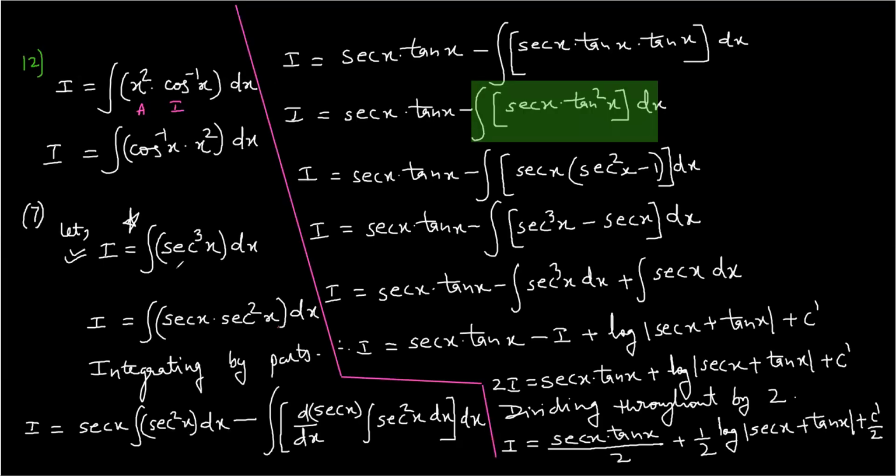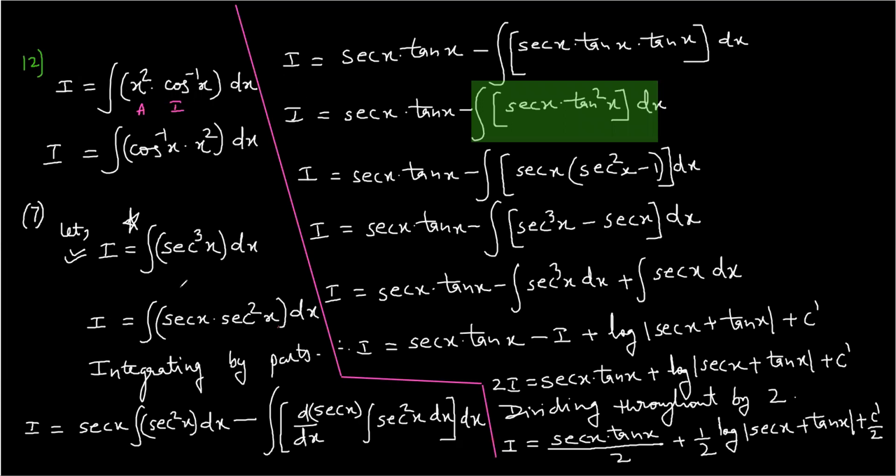You will write this question and try doing it on your own, that is, you will integrate cosec cube x dx. As I integrated sec cube x dx, you will integrate cosec cube x dx on your own. And remember, you will start with I. Writing I is very important. Remember students, writing I is very important. You are assuming this as I.